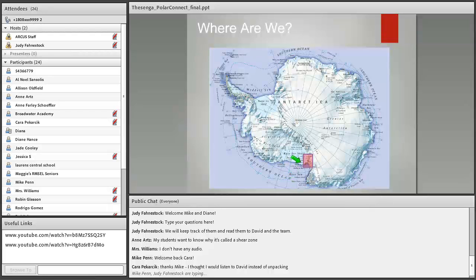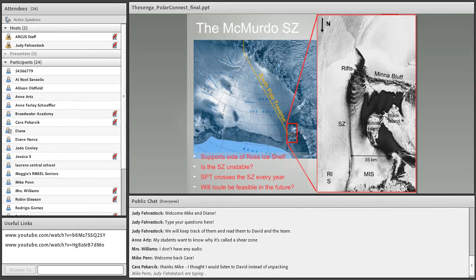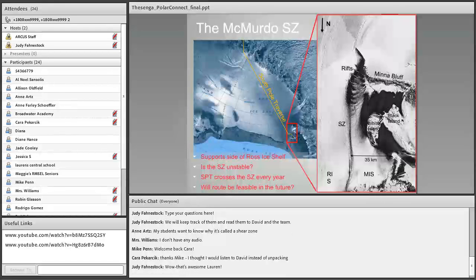So if we go on to the next slide. So this kind of zooms in a little bit more in terms of where we're at. And we are specifically in the McMurdo Shear Zone, which is south of McMurdo Base, which is where we actually made our homes. So the McMurdo Shear Zone, it supports the Ross Ice Shelf.